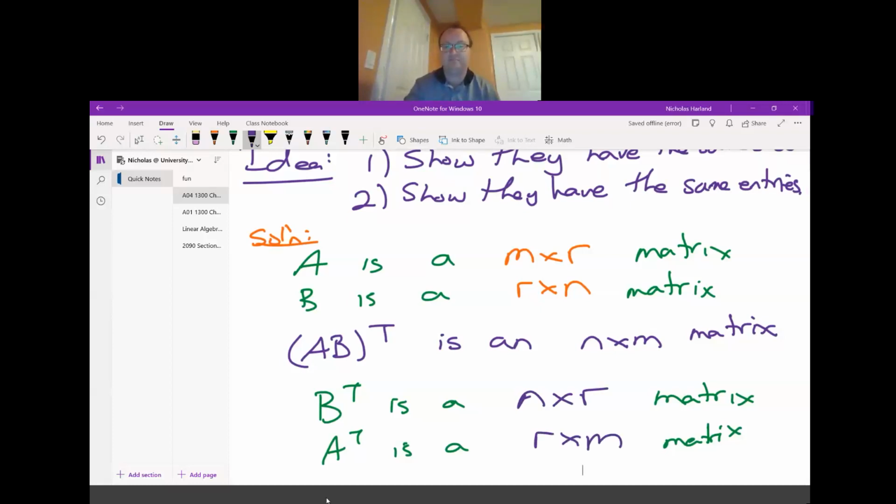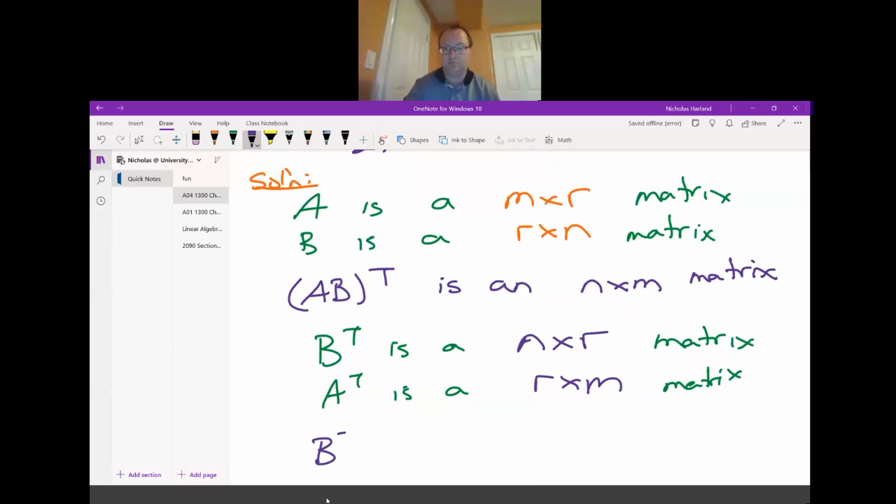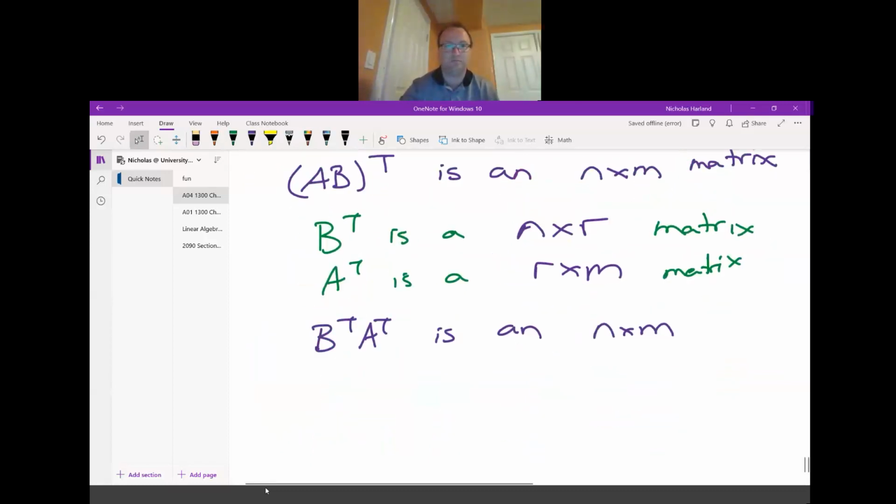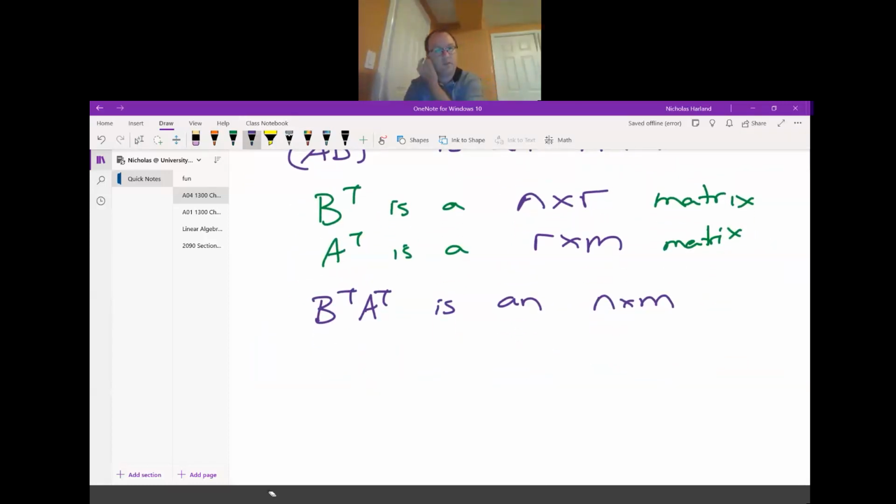So what happens when we multiply them? That's right, N by M. So exact same as what we had up here. Their sizes are exactly the same. All right, so we show the sizes are the same.